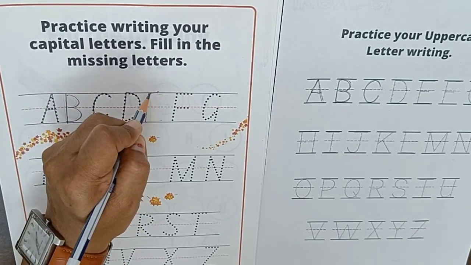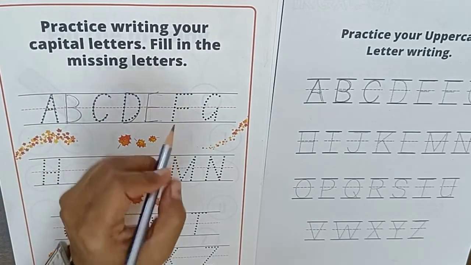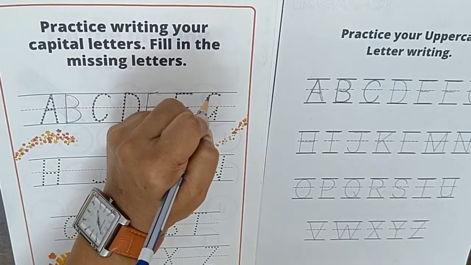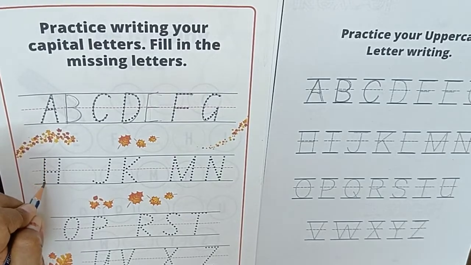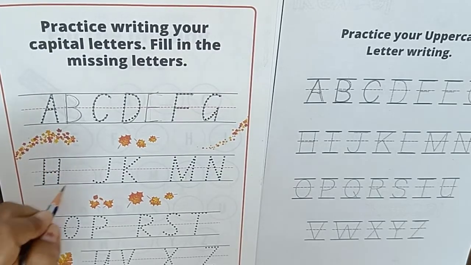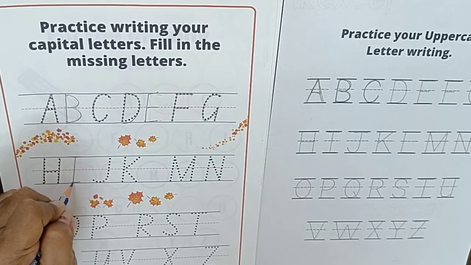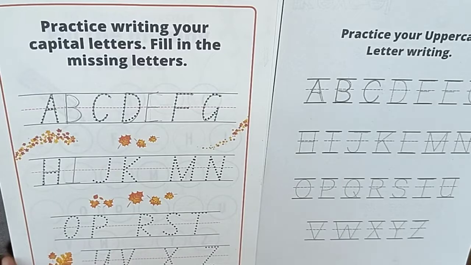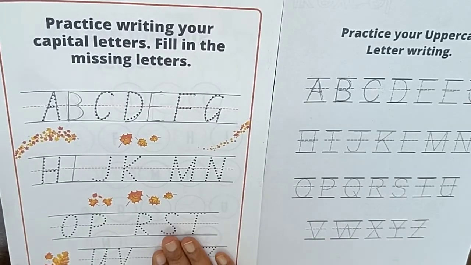E. So the child has to write on the line properly, without any mistake if possible. F, G, everything they need to first trace and then find out which letter is missing. The letter which is missing, they need to write down. Like this, they have to complete the worksheet. So this was for writing A to Z, and this is for missing letters.